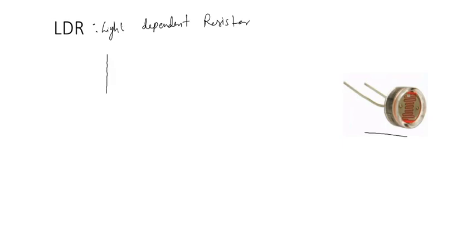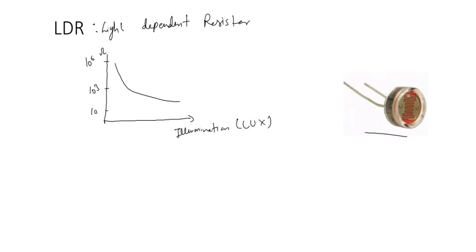If you see the graph, when I am applying light and the light is increasing, the LDR resistance value is decreasing. When the light is zero or it is dark, it has a resistance of 10 to the power 6 ohms, and when light is increasing, your resistance value slowly decreases. This is your illumination, and the unit of illumination is lux. This is your resistance R.